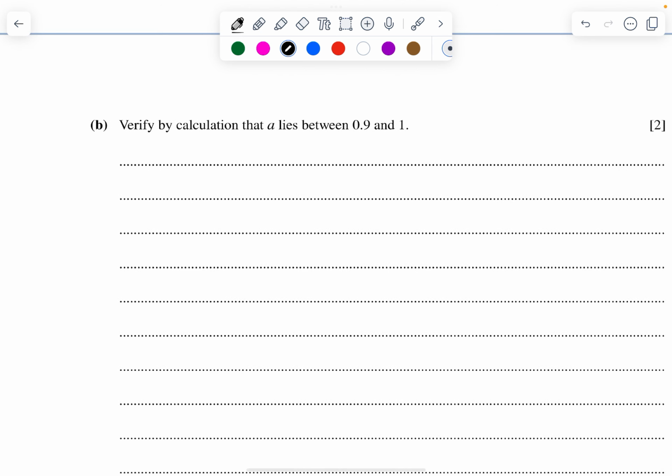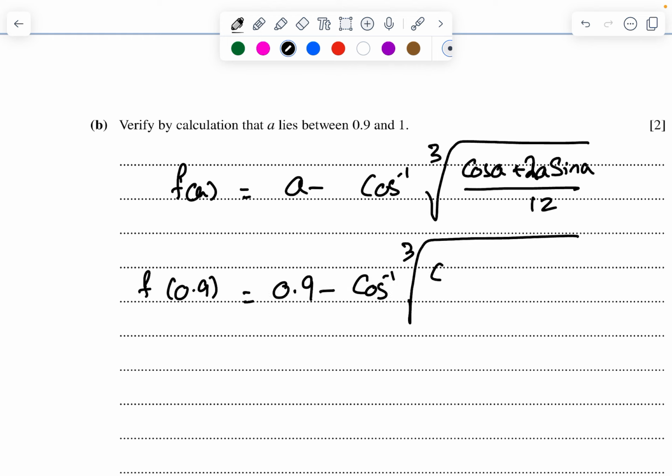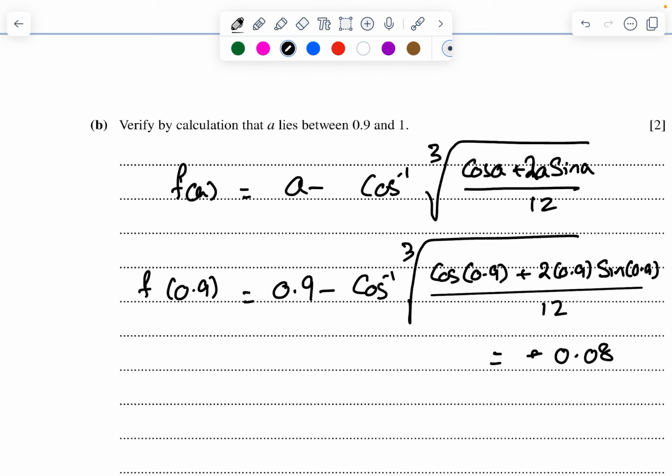Verify by calculation. First of all find f of a, which is a minus cos inverse of the cube root of cos a plus 2a sin a divided by 12. So I find f of 0.9, which is 0.9 minus cos inverse of the cube root of cos of 0.9 plus 2 times 0.9 sine of 0.9 divided by 12, which is minus 0.0846.